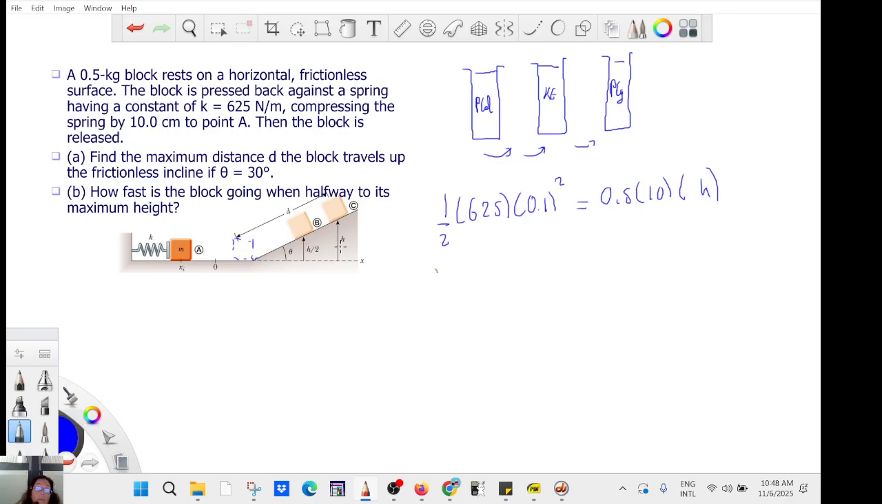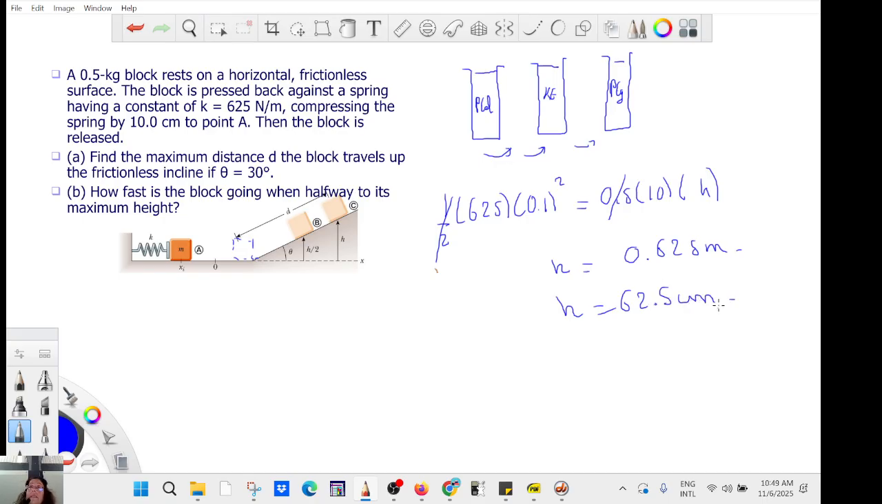Okay, so you can do it. The mass goes away here. You don't need a calculator, right? 0.1 squared is 1/100. So divide by 100 and then divide by 10. Did you get that? Which is 62.5 centimeters.